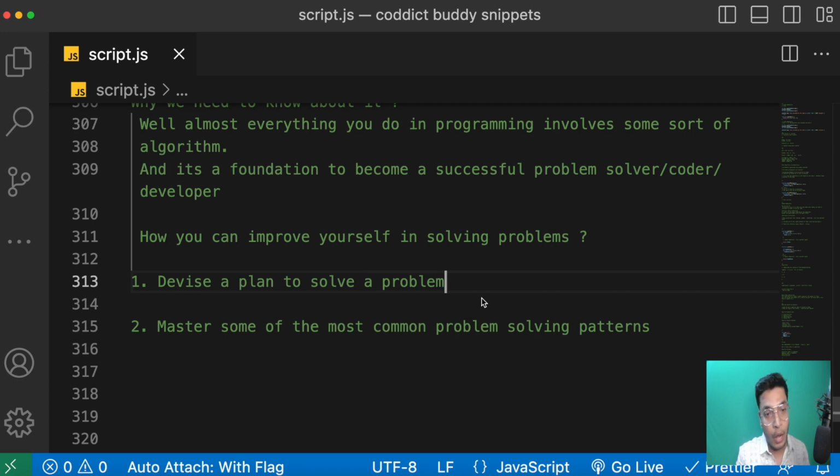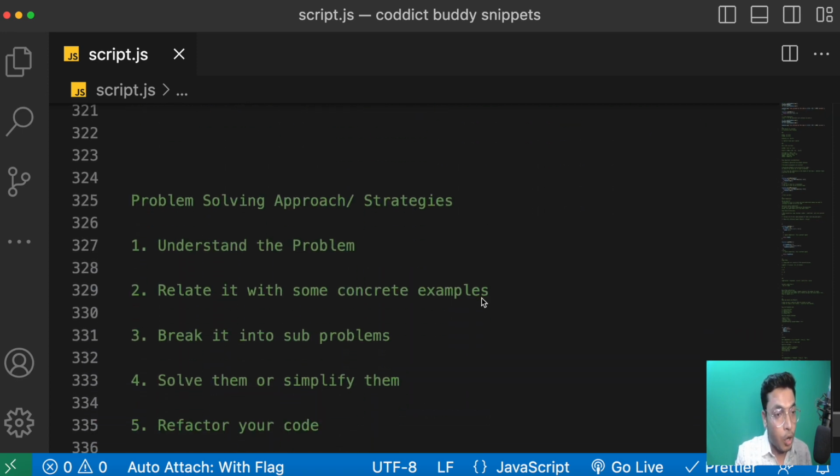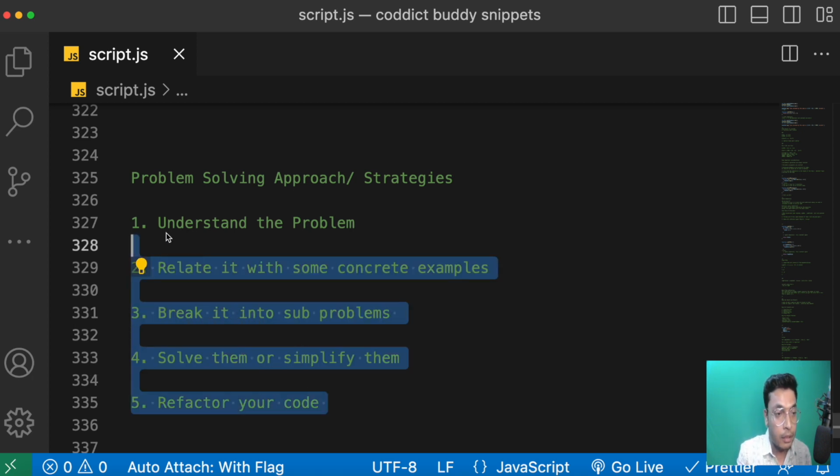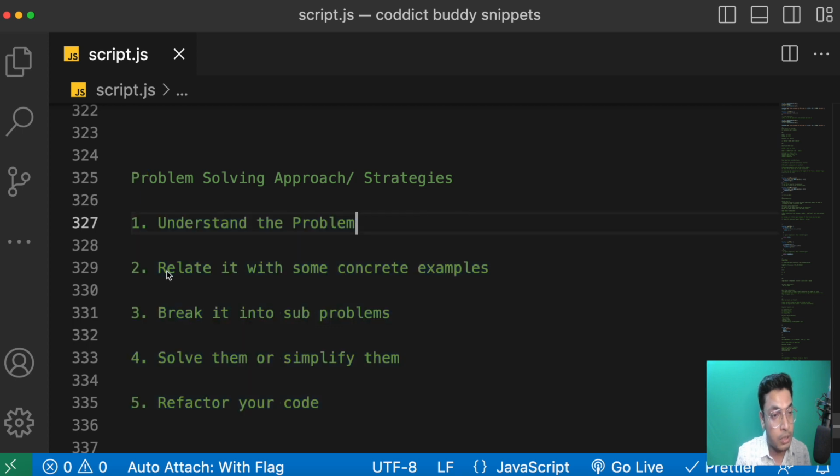Okay, now how you can solve a problem, how you can approach a problem, or what your strategies should be to solve a particular problem, right? So there are a few steps, and I'll cover this in the next couple of videos. Every topic will have its own video because I'll be diving a little bit deeper into the detail of these particular topics which I've just mentioned. Okay, so the problem solving approach I have broken down into 5 steps, right?